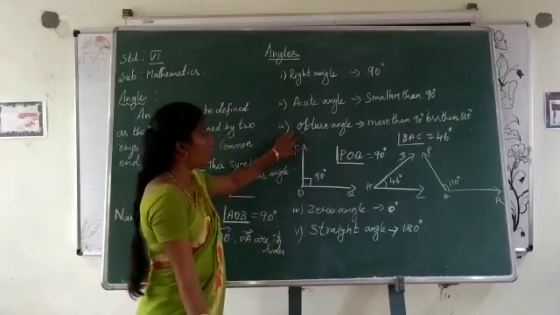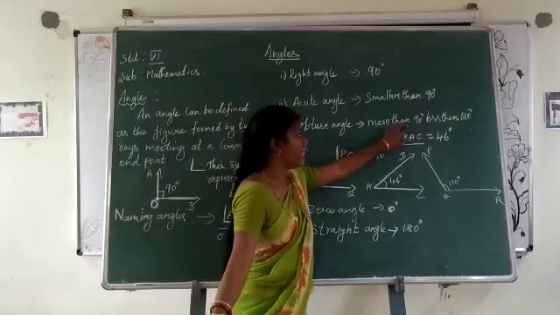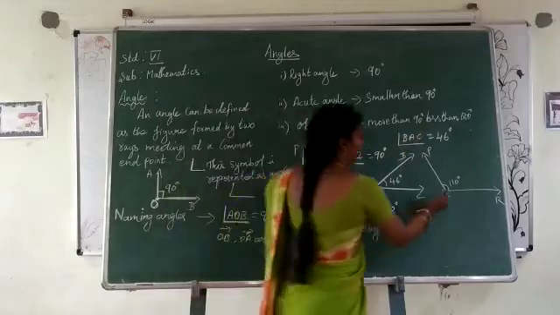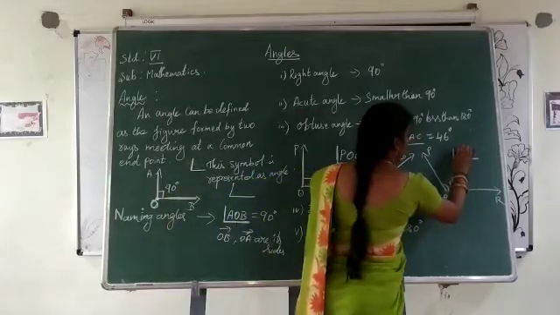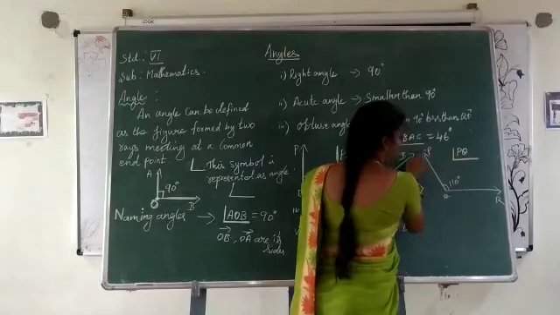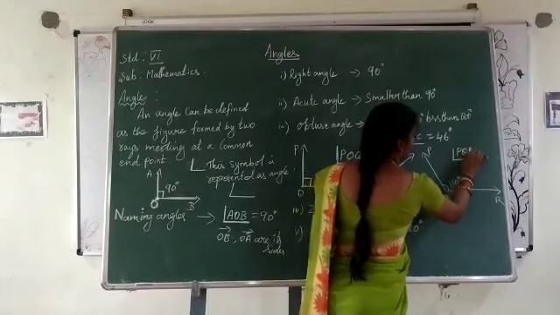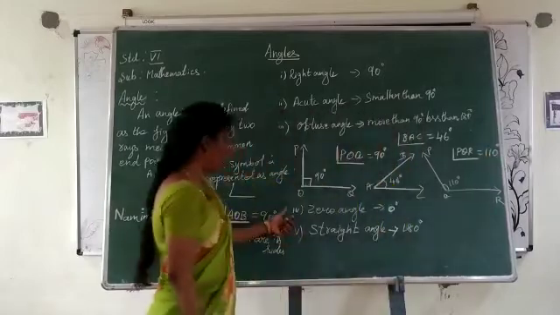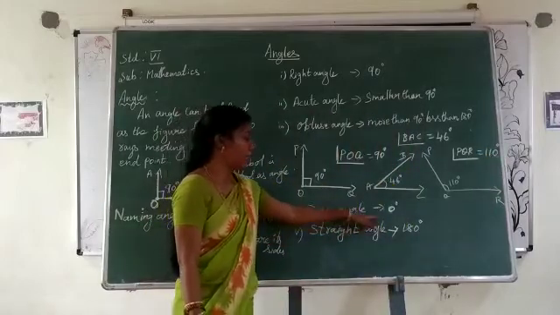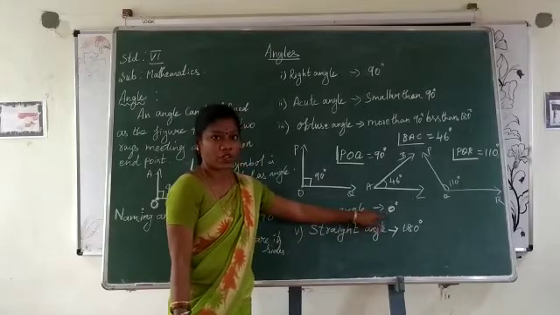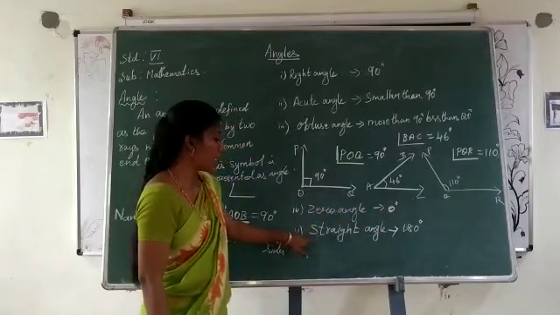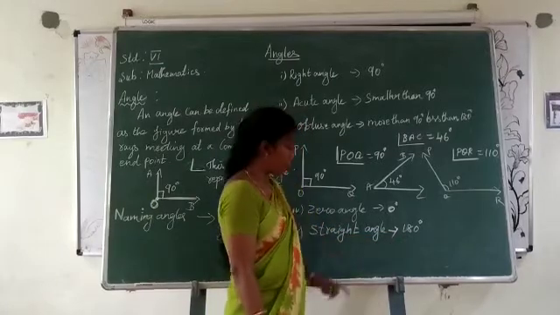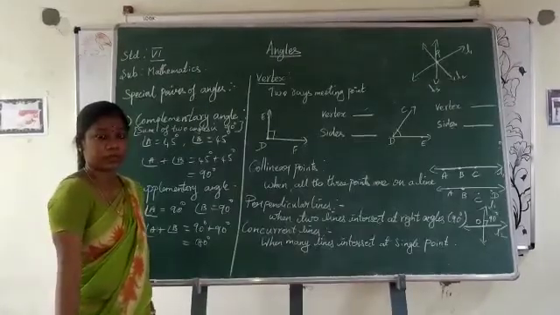And the third one is obtuse angle. More than 90 degree and less than 180 degree is known as an obtuse angle. Angle PQR is equal to 110 degree. And the fourth one is zero angle. Exactly 0 degree is known as a zero angle. And the last one is straight angle. A straight angle is exactly 180 degree. It is known as a straight angle.